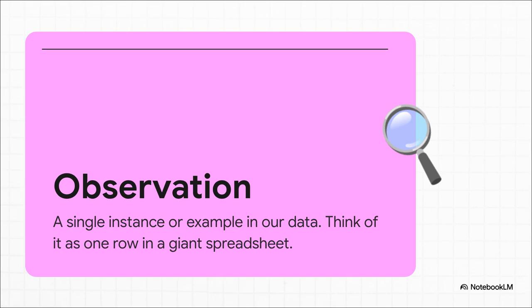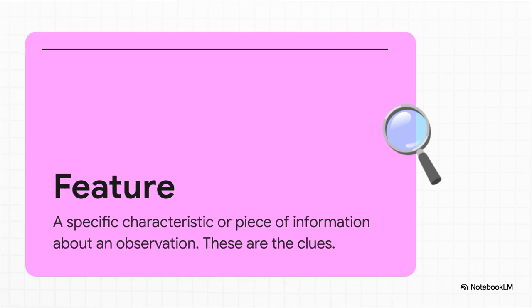So first up in our toolkit, we've got the observation. This is just one piece of data, right? A single example of whatever it is we're studying. So if we're looking at customers, one customer is one observation. If we're studying houses, one house is an observation. It's literally just one row in a giant spreadsheet. Simple as that.